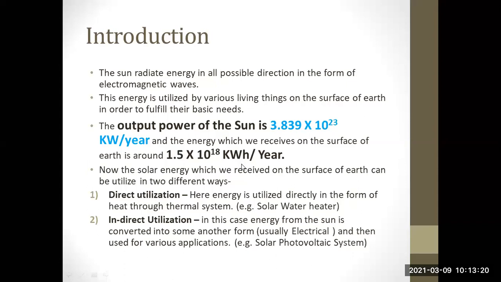Now in this category, we are going to first convert the energy available from the sun, which is normally in the form of heat energy, into another useful energy, and normally we convert that energy into electrical energy, and then that form of energy we utilize for different applications. The best example is solar photovoltaic system.